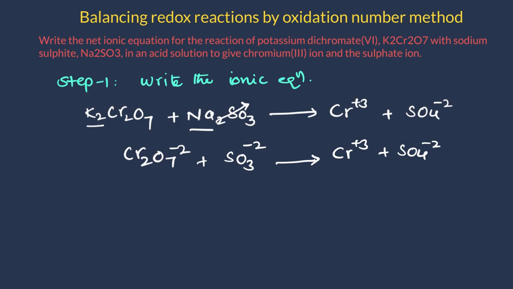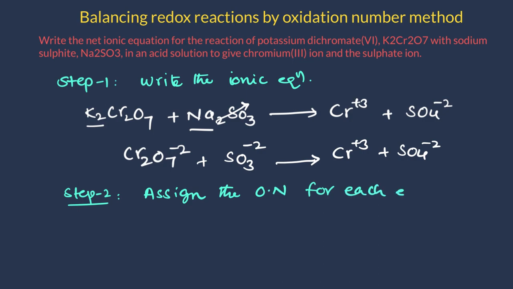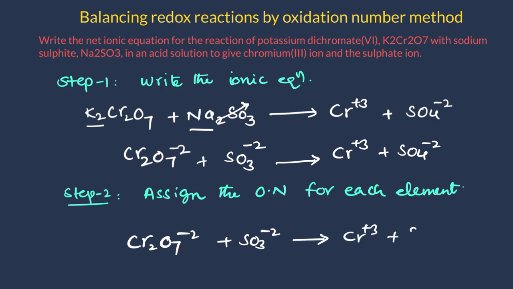This is step 1. Then step 2: assign, or find out, the oxidation number for each element. Now the given equation is Cr2O7 minus 2 plus SO3 minus 2 gives rise to Cr plus 3 plus SO4 minus 2. In this, the oxidation number of chromium is plus 6, oxygen minus 2, sulfur plus 4 and oxygen minus 2; on the product side, chromium is plus 3, sulfur plus 6, oxygen minus 2.